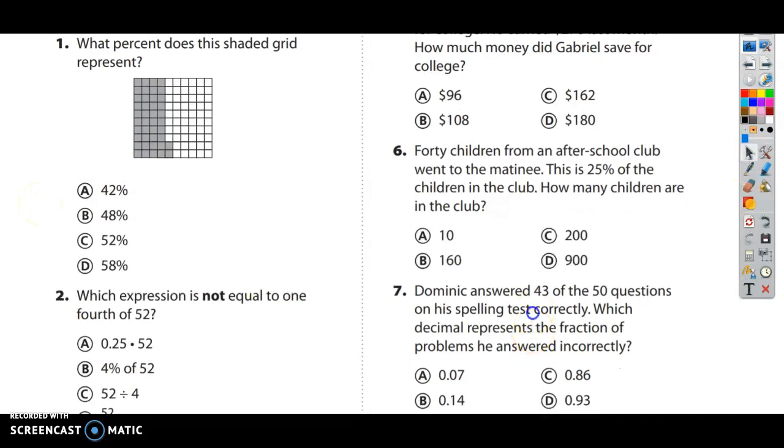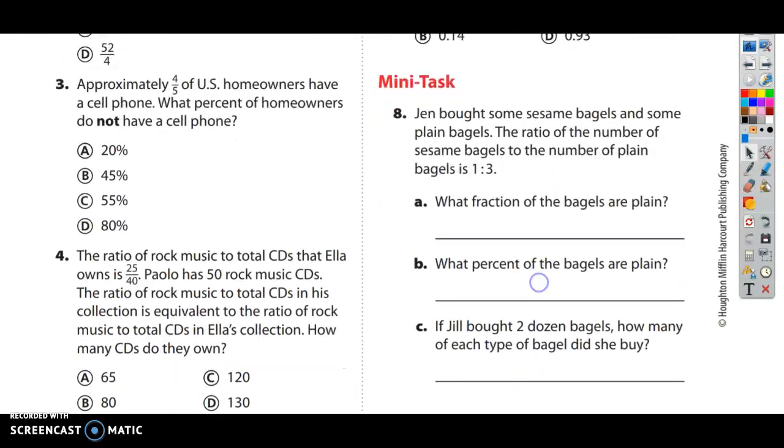Number 2 is not helpful for the test. Number 3 is. Number 3 reads, approximately 4/5 of U.S. homeowners have a cell phone. What percent of homeowners do not have a cell phone? So what we want to recognize here is that if 4/5 of the homeowners do have a cell phone, then 1/5 do not.